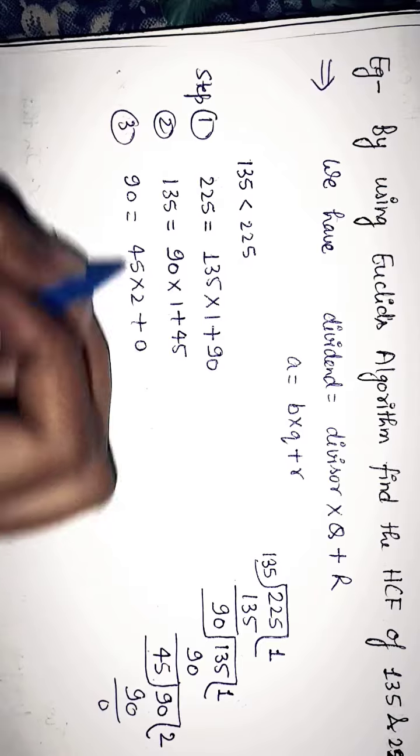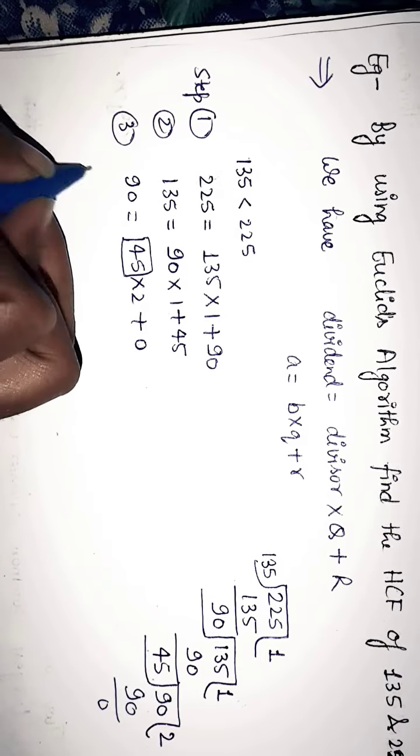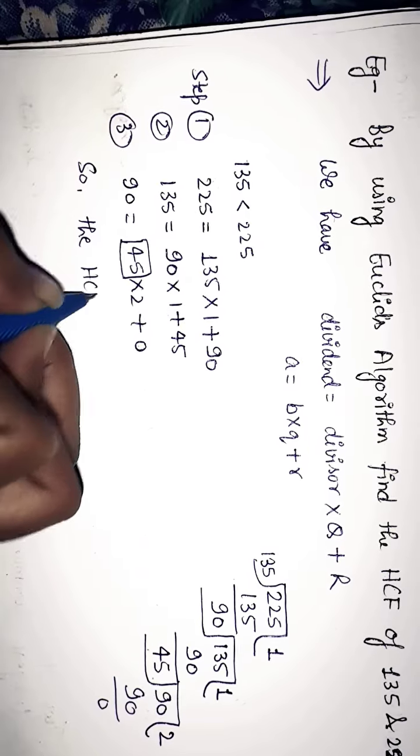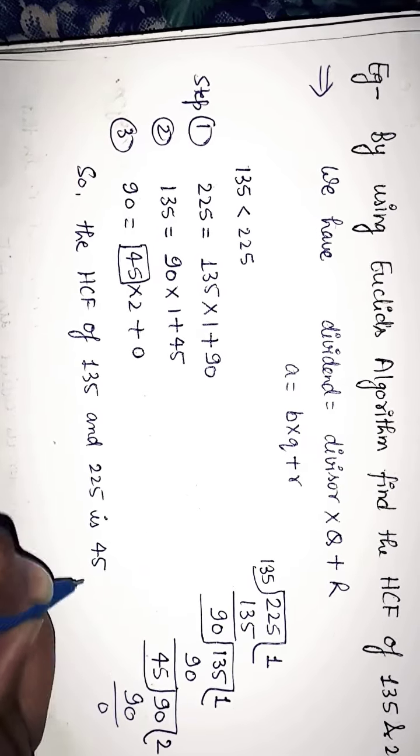Now we have remainder 0. Then the highest common factor is the last divisor. So the HCF of 135 and 225 is 45. Here's the answer.